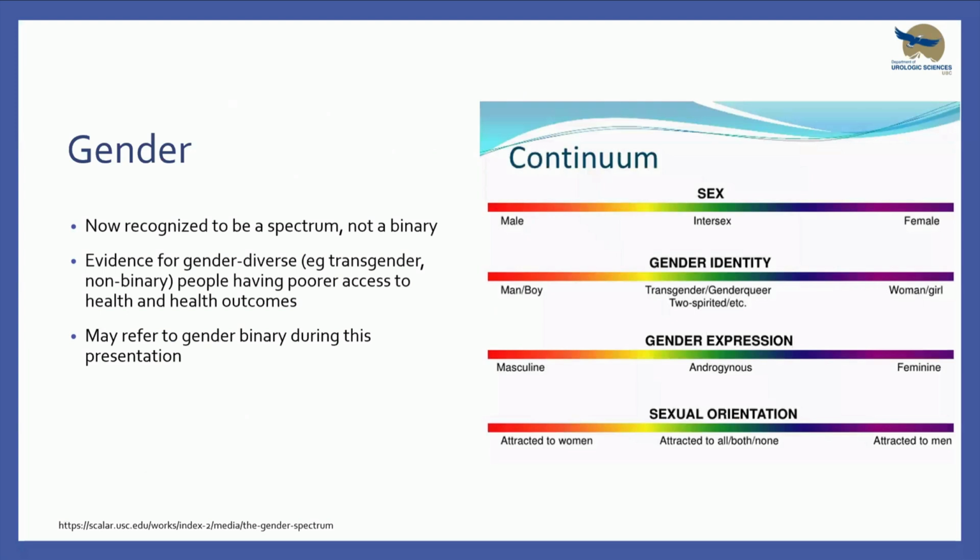So I'd like to point out that gender is now recognized to be a spectrum as seen on the right-hand side, boy to girl with everything in between and not just a binary. But there is lots of evidence out there for gender diverse people, so transgender people, non-binary people having poorer access to health and health outcomes. This will not be a strong focus of the presentation. So just a heads up that occasionally I may refer to gender binary during this presentation, but I want to acknowledge that there is quite a bit of literature about gender diverse people out there as well.